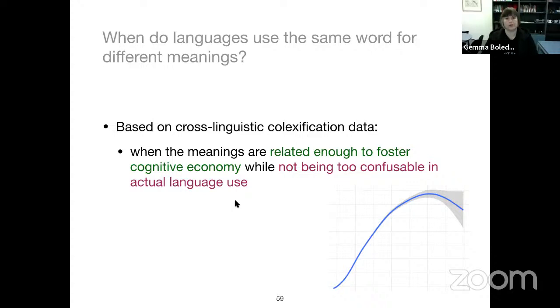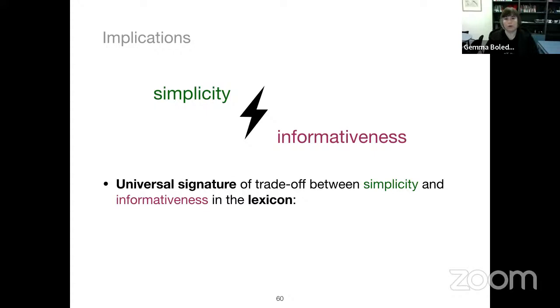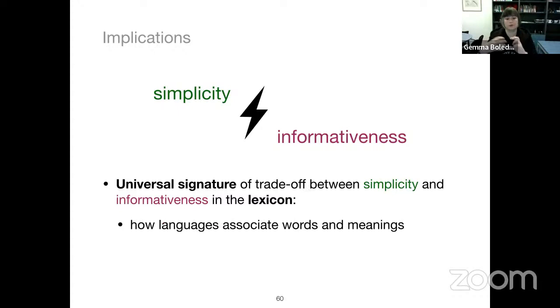And so what we have done is to provide further evidence for this trade-off between simplicity and informativeness that languages have to navigate. And we found a universal signature of this trade-off in the lexicon, and in particular in how languages associate words with meanings and how they manage ambiguity. And this is far from trivial, given that different language communities have very different communicative needs, and given the wild variety that we find in natural language lexica.